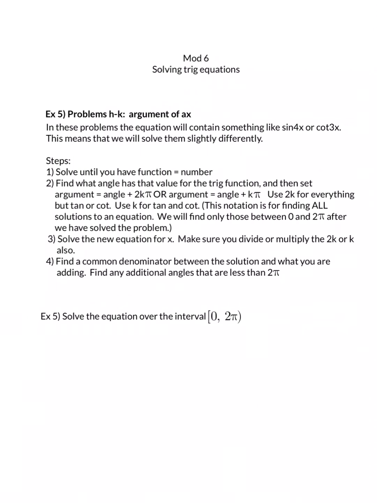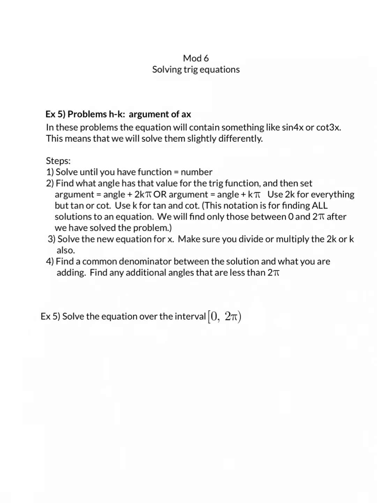We're going to use 2k for everything except tangent or cotangent. For tangent or cotangent, you're going to use 1k. Once we finish, we will figure out what angles are between only 0 and 2 pi. So once you have argument equals angle, you're going to solve for x of the argument. You have to also make sure that you multiply or divide the 2k or the k by whatever number you have to use to solve the argument for x.